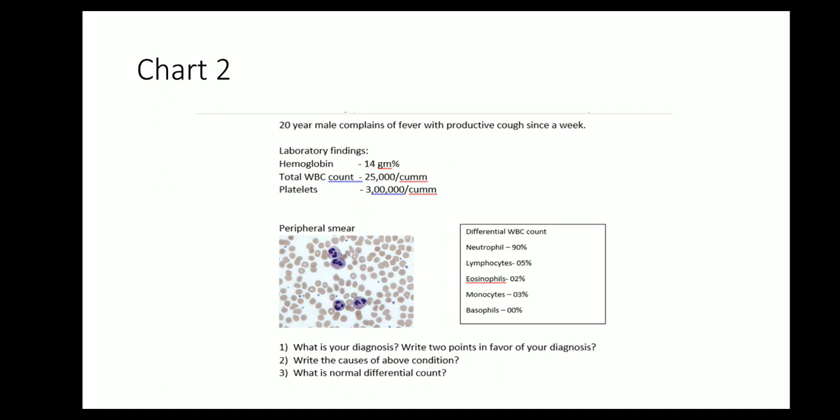It's more than 11,000. And in the peripheral smear, the differential count states that neutrophils 90%, lymphocyte 5%, eosinophils 2%, monocytes 3% and basophils 0%. The peripheral smear picture is showing more of neutrophils, and therefore the differential count is more than 90%. What is your diagnosis? Write 2 points favoring your diagnosis. Write the causes of above condition. What is the normal differential count?